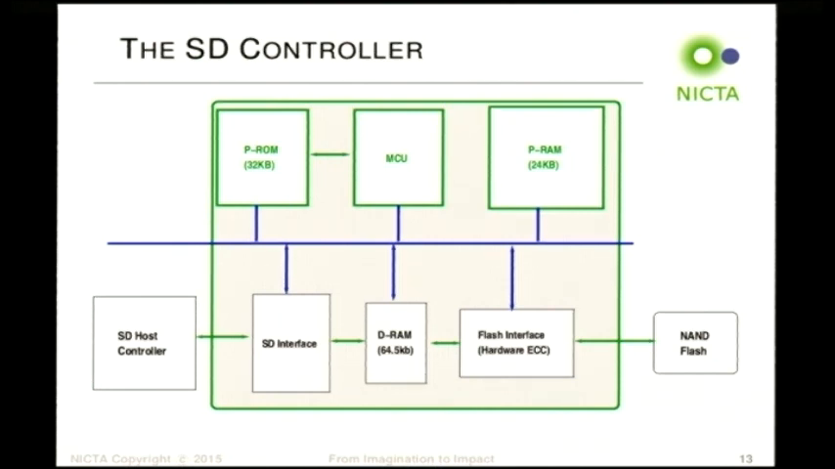And we've got a small amount of RAM. That RAM is not big enough to hold all the mapping tables for a large flash chip. So you typically hold those on flash and manage just bits of them in the RAM. So that's what the SD controller card looks like.